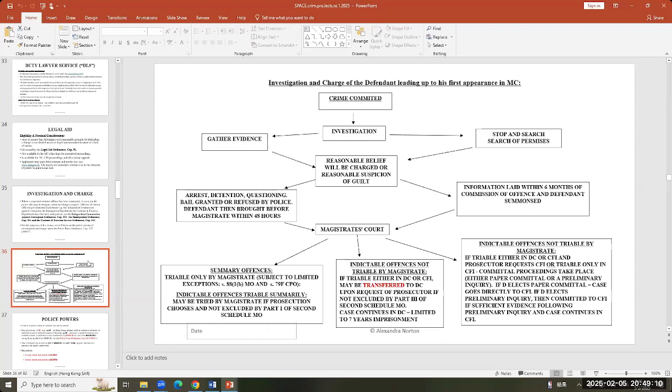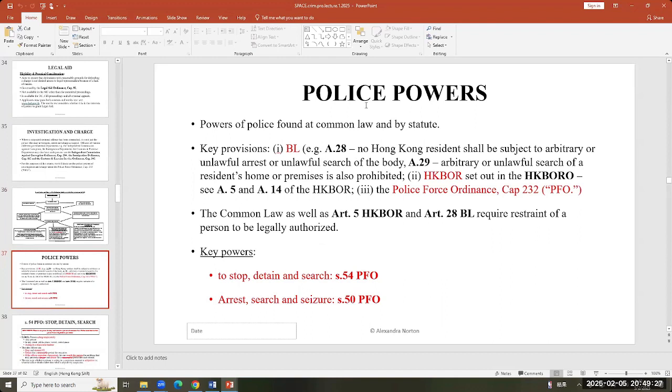And then also, following that first appearance in the magistrate's court, like we've looked at already, the prosecution will take over the case and decide: is it staying in the magistrate's court? Will it be transferred to the district court or committed to the CFI? So let's look at the police's powers.